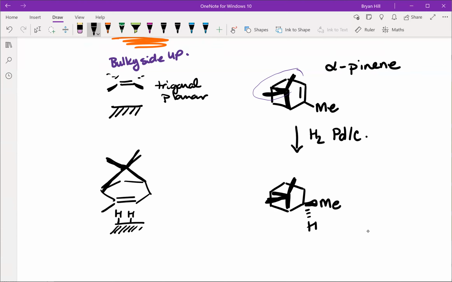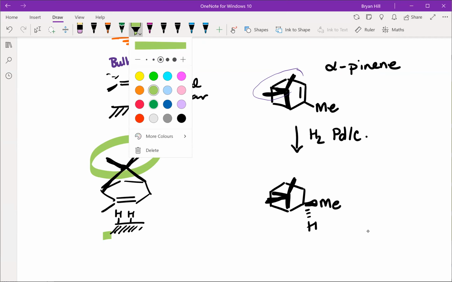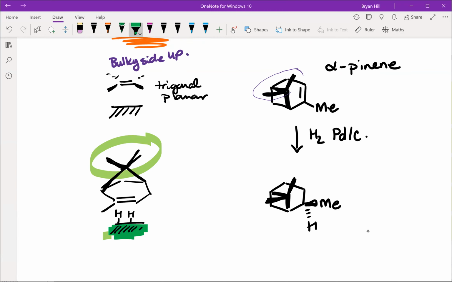So the bulky side would be over here, and the surface of the metal would be here. So if the protons are added, they'd be added from the opposite side, which would mean the methyl group over here would end up being up as well. So yeah, that's basically it. It's not a hydride per se, but the way I've drawn it. And I haven't drawn the proton over on this carbon because that carbon's got two protons on it, so it's irrelevant if it's up or down.